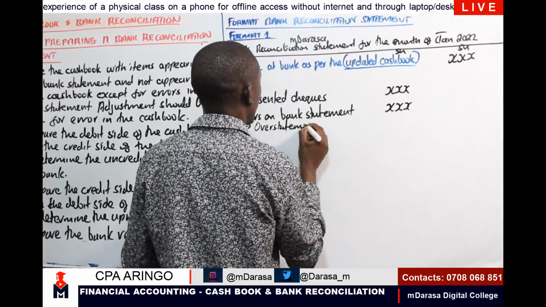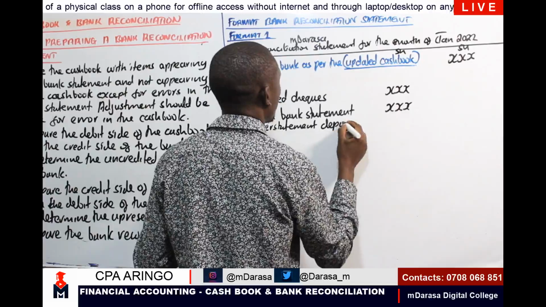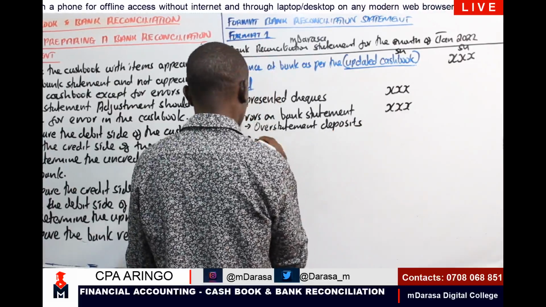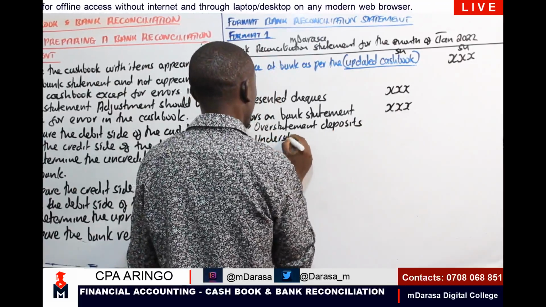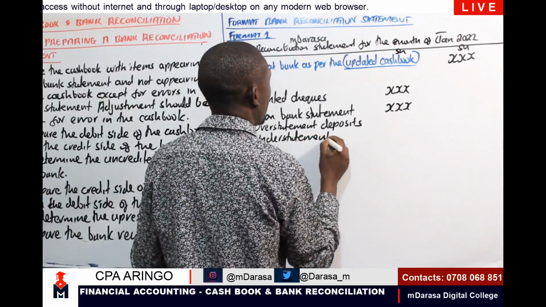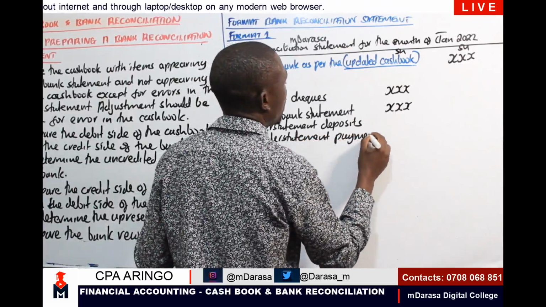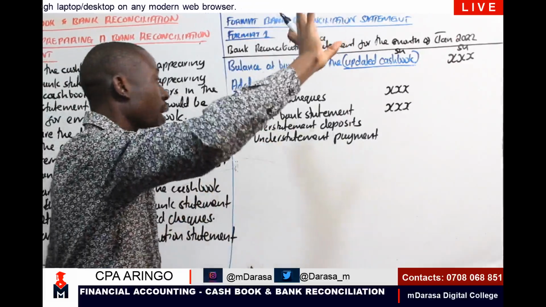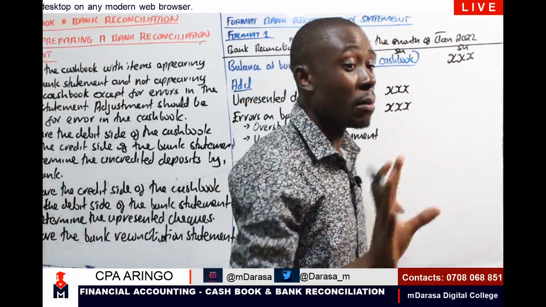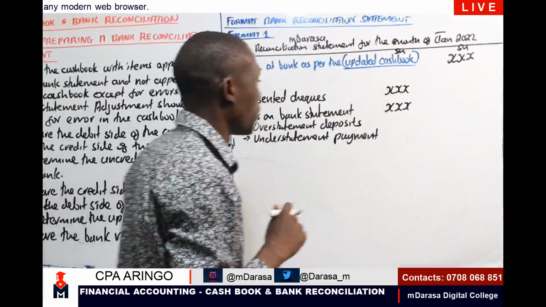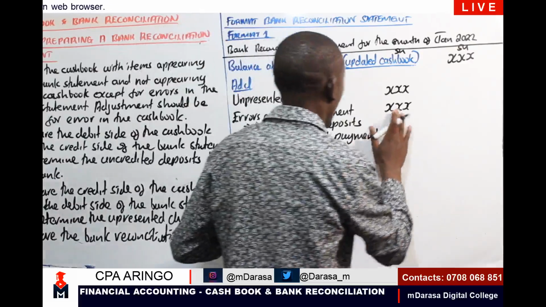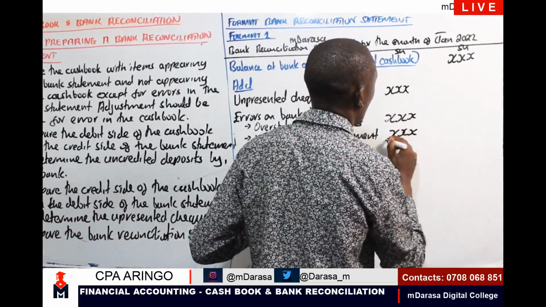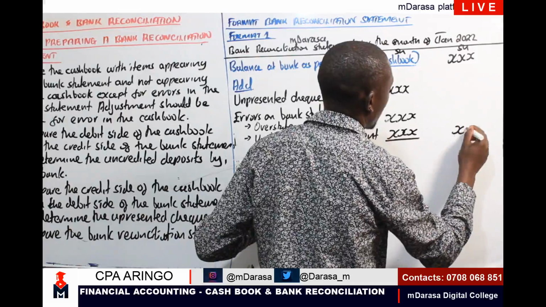or understatement payments. And mark you me that these are errors that are being made by the bank. That is what you should have at the back of your mind. So basically, these are the errors on bank statement. And actually, let me have them here, so that at the end of the day, we are going to sum up whatever I'll be having.